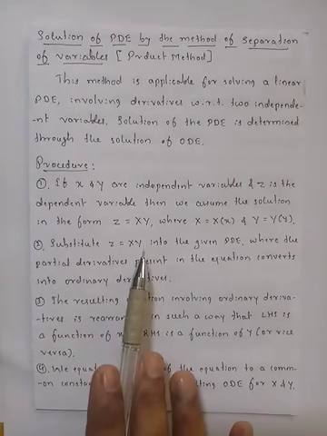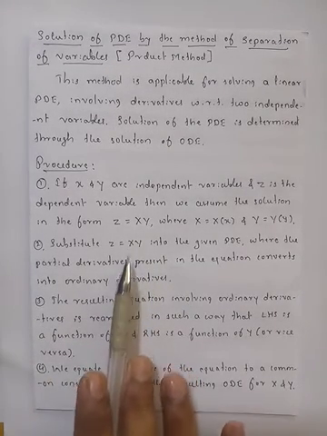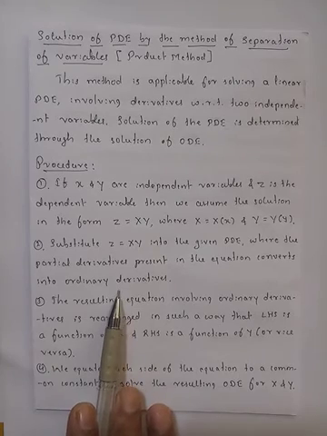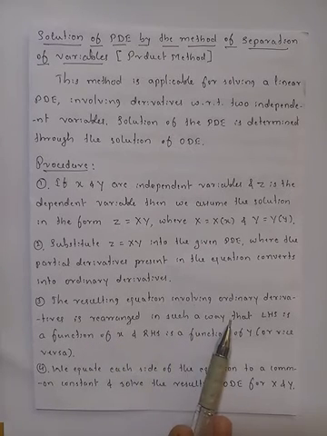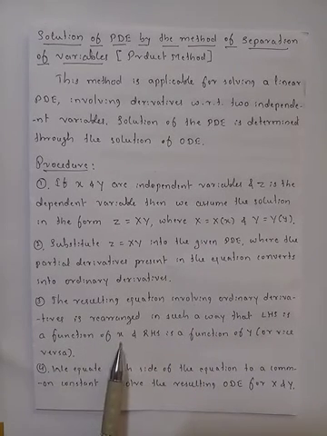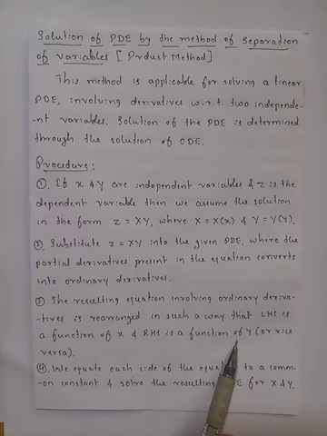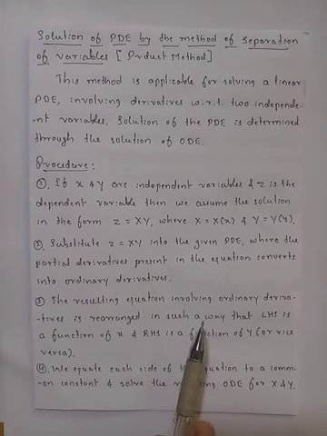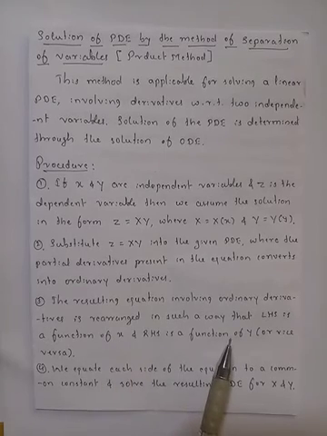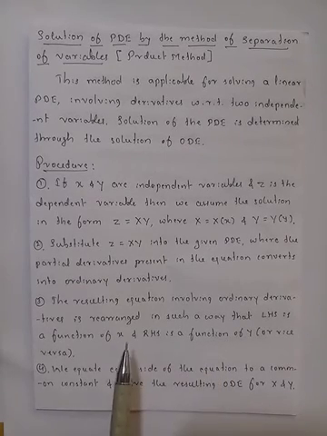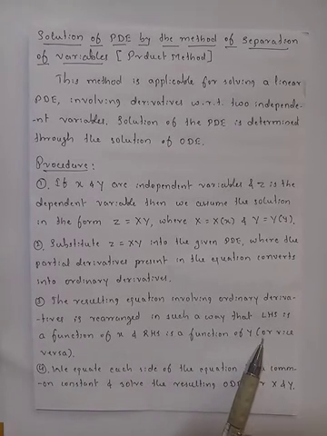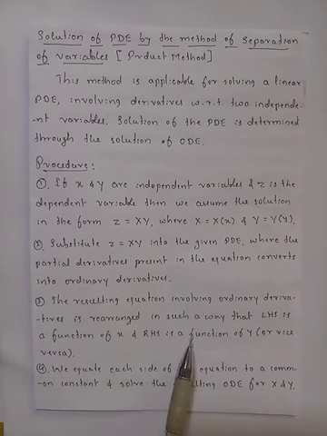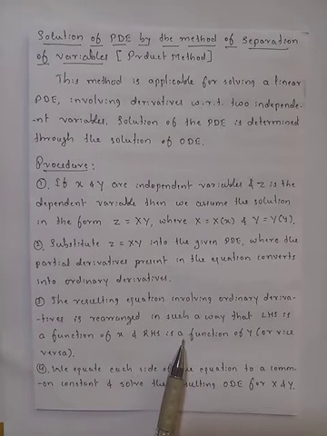Because when we convert the partial derivatives to ordinary derivatives, we rearrange the terms in such a way that the LHS is a function of x and the RHS is a function of y. Means in this step we are going to separate the variables, that is x and dx on one side, y and dy on the other side. That's why this method is called the method of separation of variables.